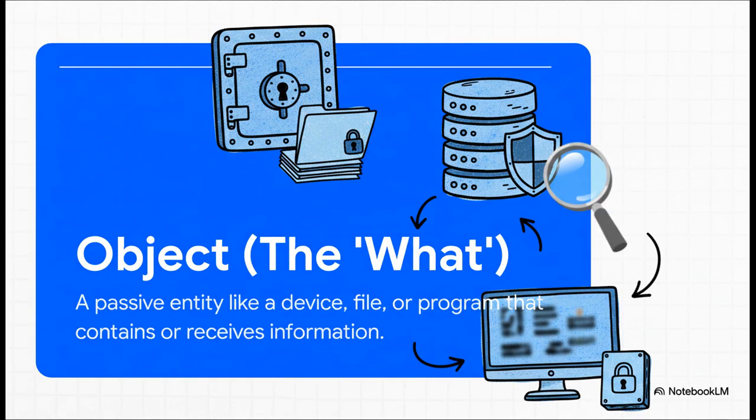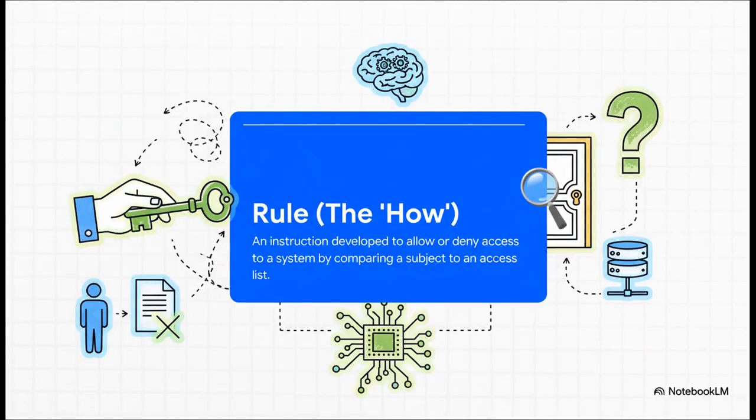Then you've got the object. This is the what, the thing that needs protecting. It's that locked room, that super secret file, or maybe a whole database full of customer data. The object is the prize, the passive thing the subject is after. And finally, we have the rule. This is the how. This is the bit of logic that connects the who and the what. The rule is what says, yep, this key works in this lock, or nope, this user is absolutely not allowed to delete that file. You could say it's the brains of the whole operation.